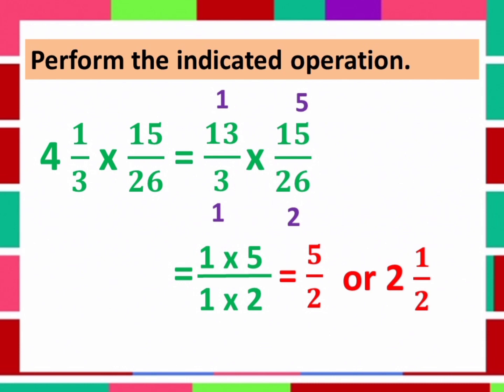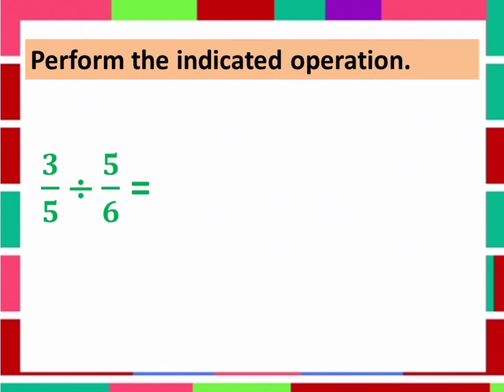Now, let's proceed to division. So remember, to divide fractions, we multiply the dividend by the reciprocal of the divisor. So in this given, 3 over 5 is the dividend and 5 over 6 is the divisor. Ang sabi, we are going to multiply the dividend by the reciprocal of the divisor. Ibig sabihin, yung 3 over 5 ay imamultiply natin sa reciprocal ng 5 over 6, which is 6 over 5. Now, 3 over 5 times 6 over 5. So, proceed tayo sa multiplication after nating makuha yung reciprocal ng divisor.